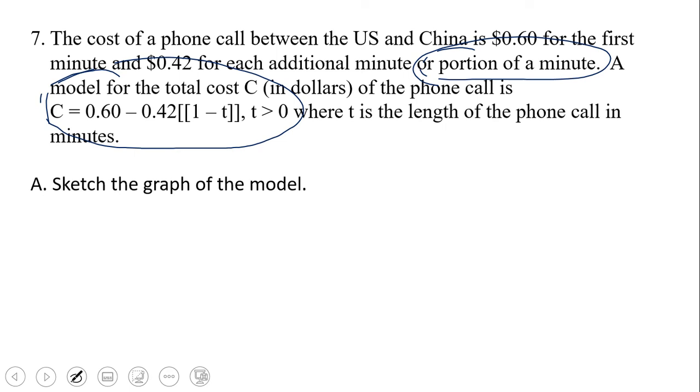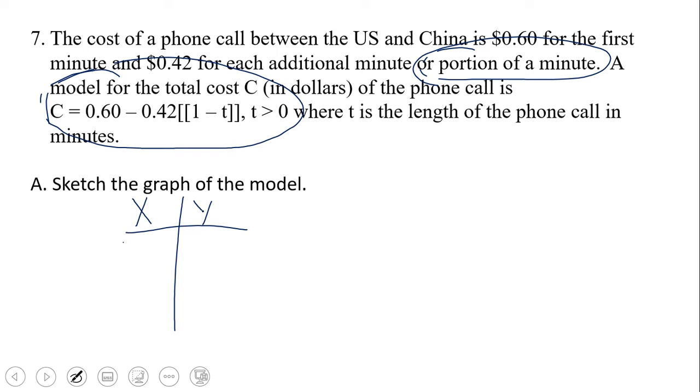So, starting with: sketch a graph of this model. I'm going to start by making a little table, since I'm not 100% sure what it's supposed to look like. Think about a phone call. You certainly would not have a negative call, so you're not going to include any of the negative values. Also, you're not going to have a call that's 0 minutes either, because then obviously you wouldn't pay anything for it. So let's keep that in mind.